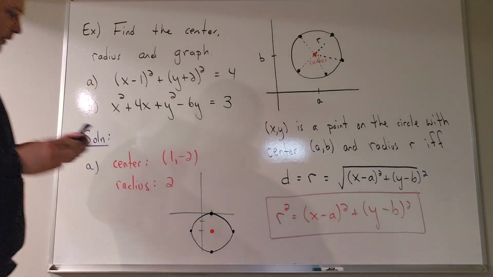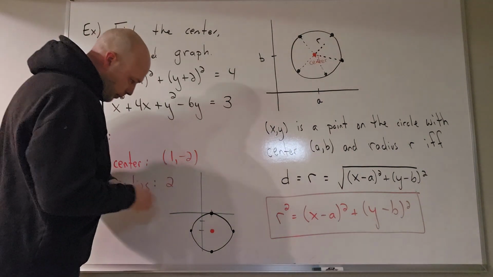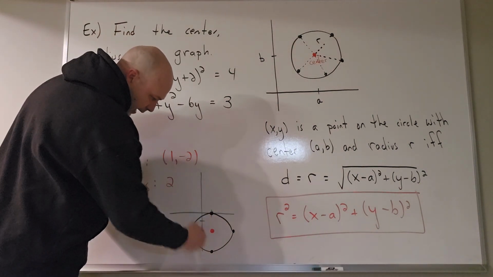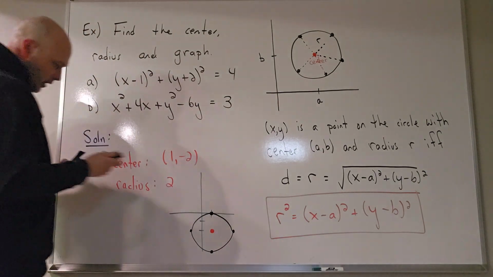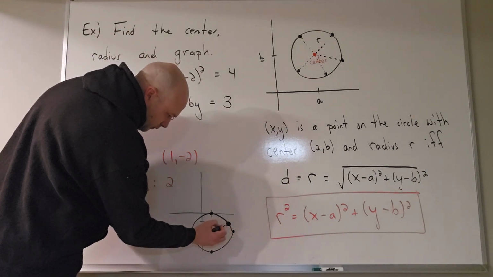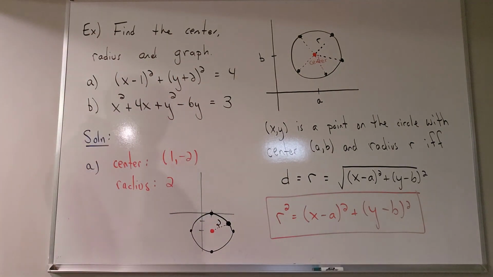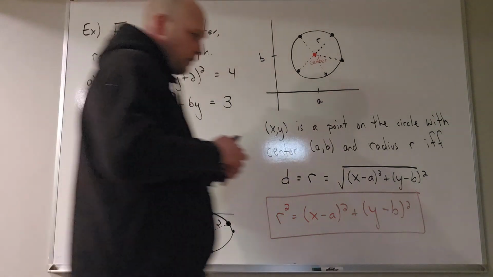So roughly that picture right there. And again, every single point on the circle, let's say this one right here, is distance 2. Okay, so let's take a look at part B.